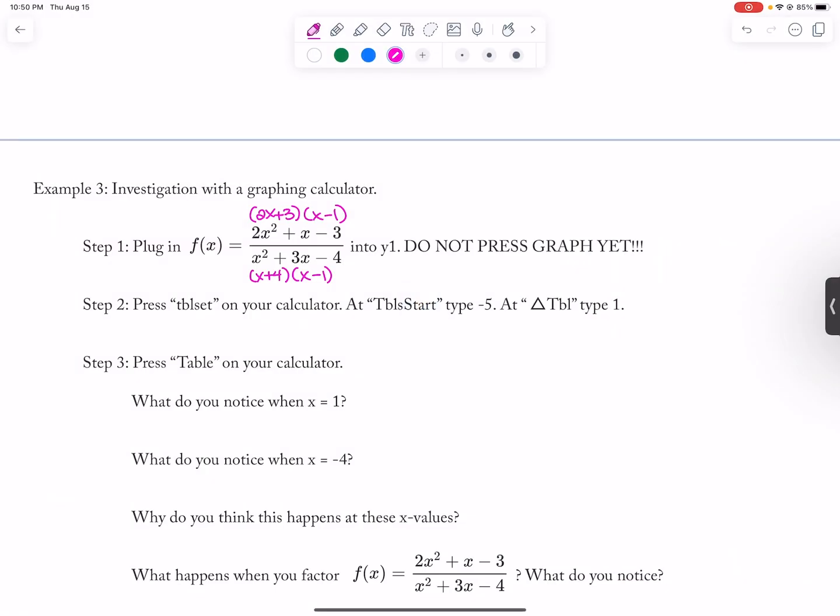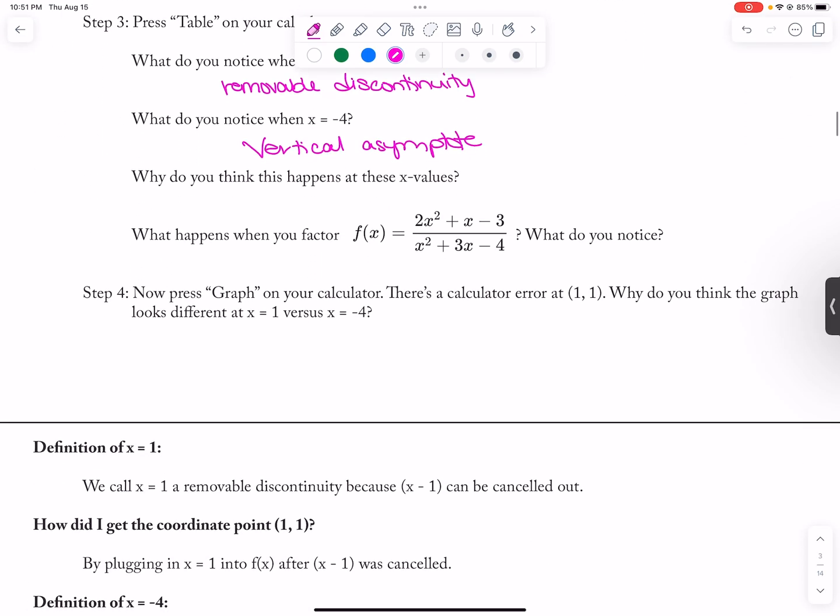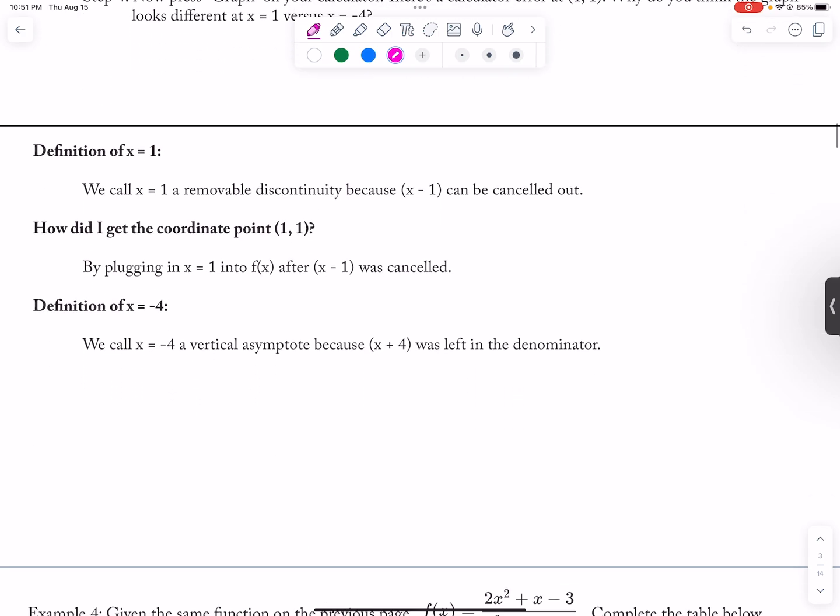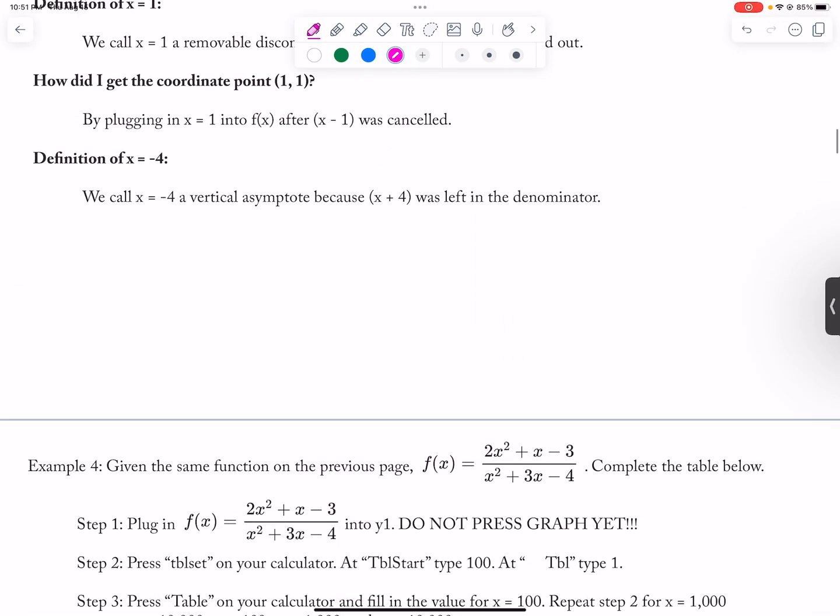Okay, so what do you notice at x equals 1? There's a removable discontinuity, meaning that there's an open coordinate point. And then there's what we call a vertical asymptote at x equals negative 4, because there's a vertical line where the graph gets very, very close to it, but it does not cross. Okay, and I just wrote that out there.